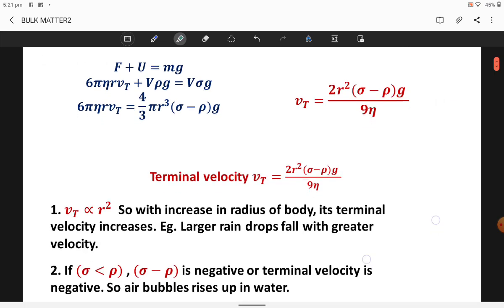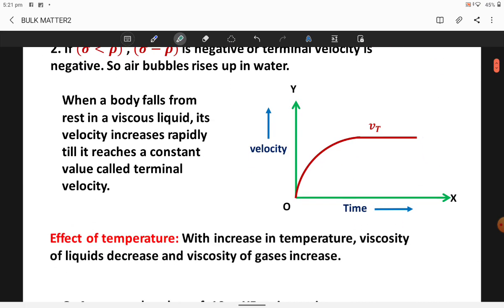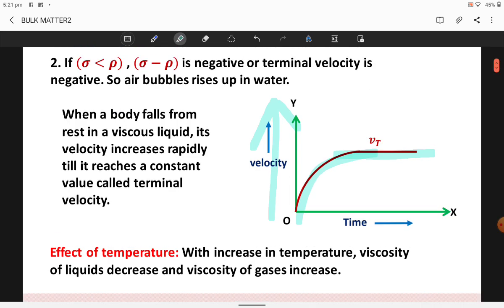Here I'm showing you one graph. From the graph you can see that, first of all, it rises up and thereafter it becomes parallel to the time axis. Velocity is plotted along the y-axis, time is plotted along the x-axis. So with time, the velocity increases, but soon after some time it acquires a saturation value. The constant velocity with which it is now moving, and it is no longer increasing, is known as terminal velocity. Remember this.